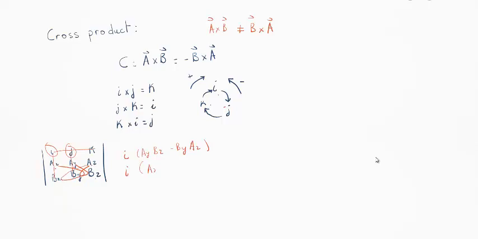And k, just cross here. So now k is going to be ax by minus bx ay. And so the vector is going to be the sum of these three. This is going to give us C.